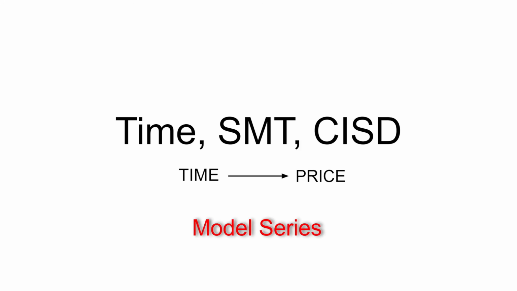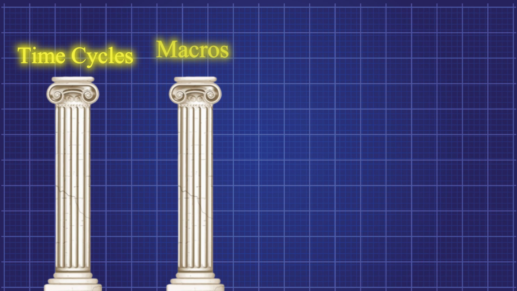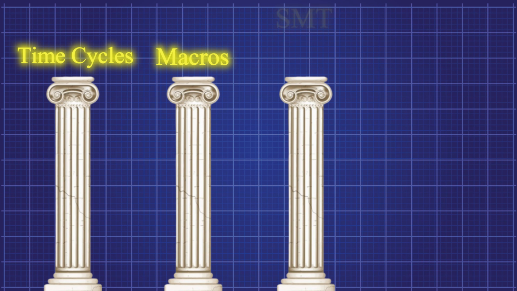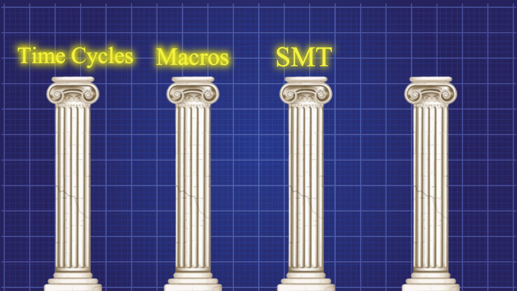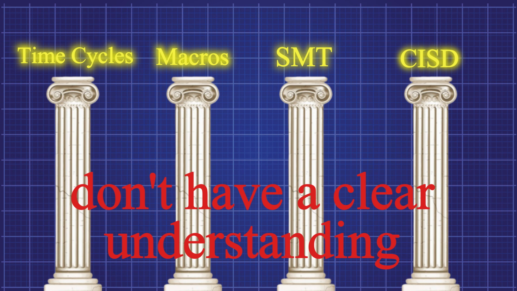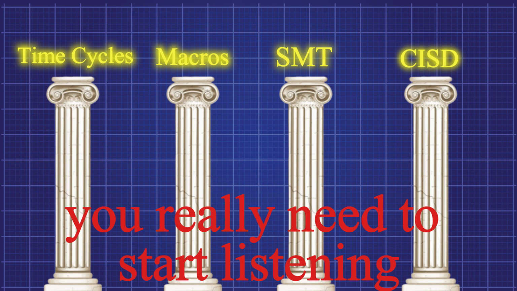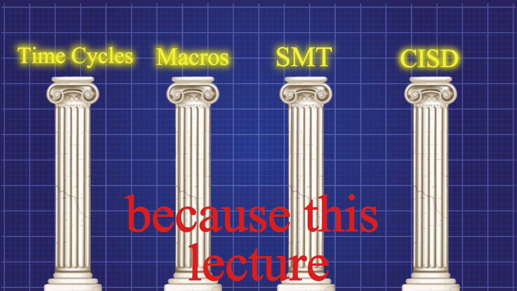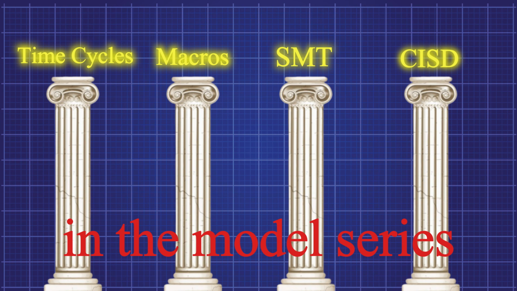So guys, these are the topics that I'll be going over today. Firstly, I'll be clearing up time cycles. Secondly, I'll be talking about macros. Thirdly, I'll be talking about SMT. And finally, I'll be talking about change in state of delivery. If you guys don't have a clear understanding of these four things, you really need to start listening, because this lecture is absolutely crucial in the model series.